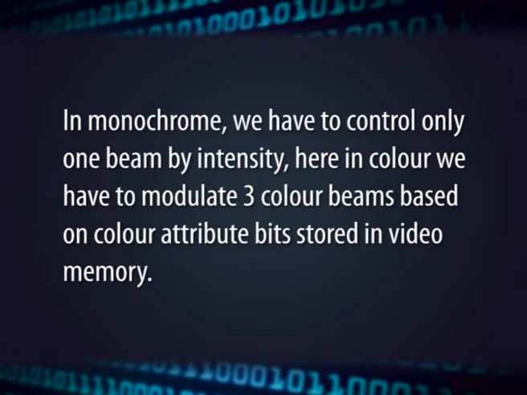When all 3 beams are off, then a dark dot is created. If the 3 beams have different values, then a dot of different shades of colors is generated. So, in monochrome we have to control only one beam by intensity. Here in color we have to modulate 3 color beams based on color attribute bits stored in video memory.